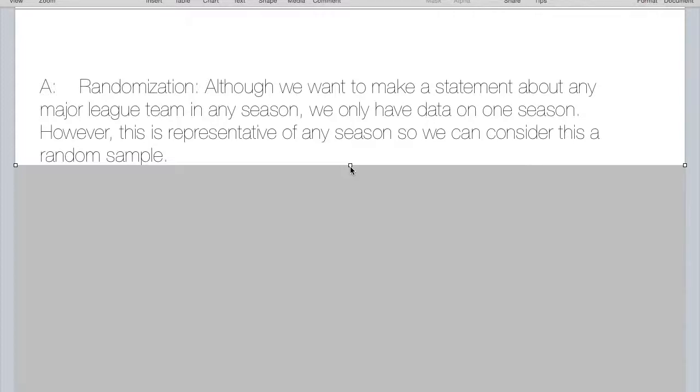And we have every team in 2007, but only 2007. Is this representative? As far as we know, we're going to assume that this season would be representative of any season or of all Major League Baseball games played. So we're going to consider this a random sample. We have no reason to believe it's biased in any way.